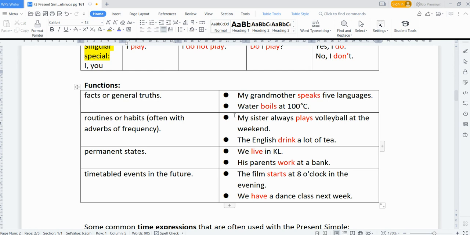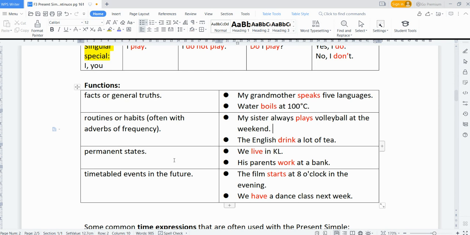Okay. Number two, to tell about routines or habits. Okay, benda yang kita selalu buat, often with adverbs of frequency. Selalunya kita gunakan dengan adverbs of frequency. For example, my sister always, always is the adverb of frequency, always plays volleyball at the weekend. The English drink a lot of tea. Benda yang memang orang selalu buat.